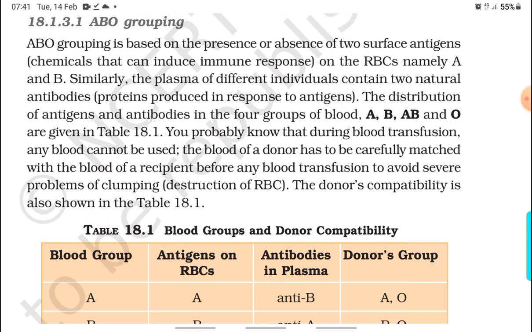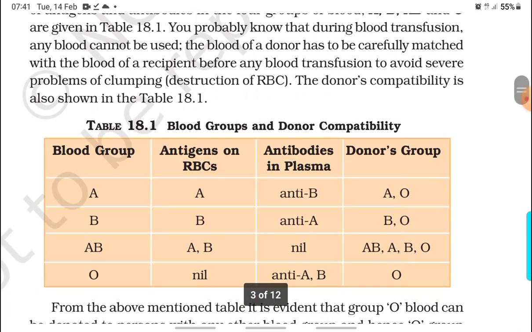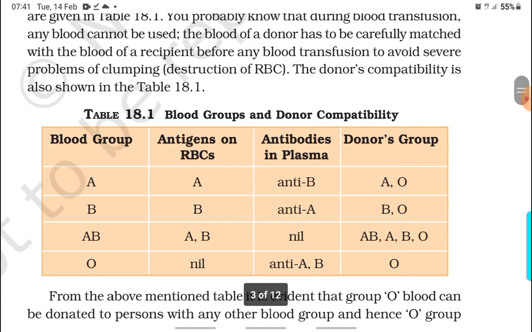Similarly, the plasma of different individuals contains two natural antibodies, proteins produced in response to antigen. The distribution of antigens and antibodies in the four groups of blood, A, B, AB and O, is given in the table. You probably know that during blood transfusion any blood cannot be used. The blood of the donor has to be carefully matched with the blood of a recipient before any blood transfusion to avoid severe problems of clumping or destruction of RBCs.